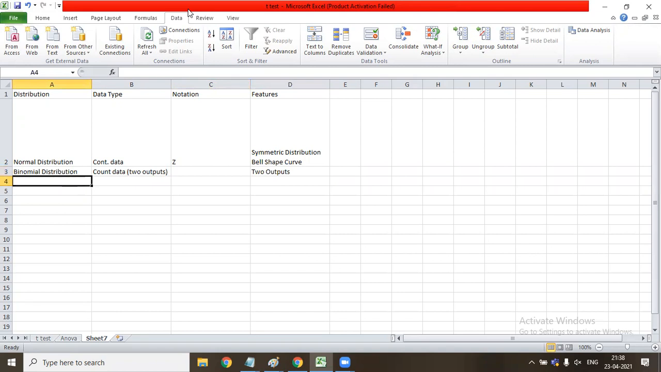The third distribution that we have is the Poisson distribution.